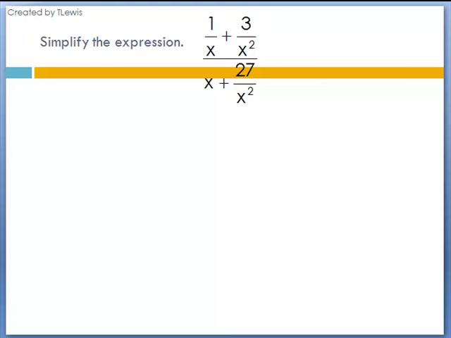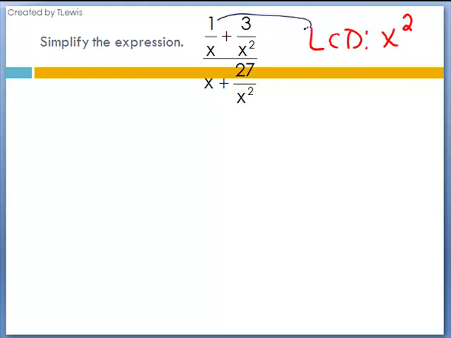Simplify the expression (1 over x plus 3 over x squared) all over (x plus 27 over x squared). So we want to find the LCD. And the LCD from x squared and x is x squared.